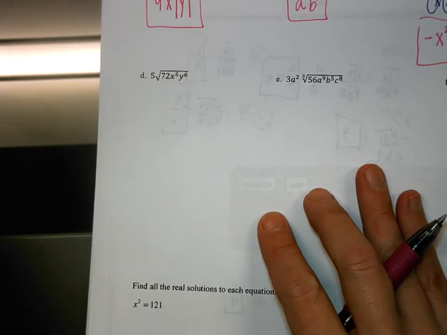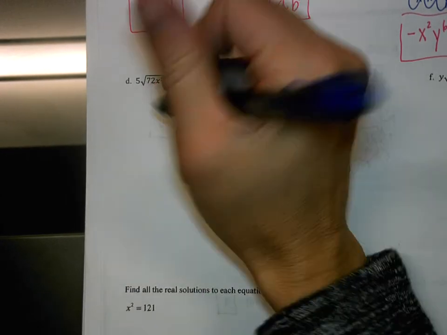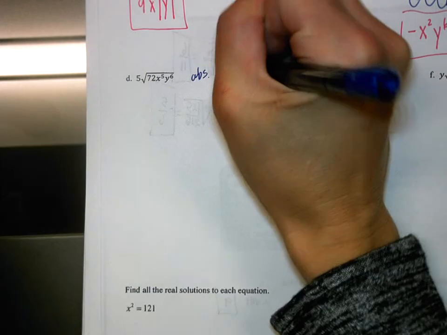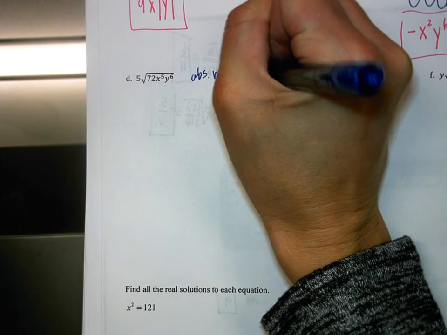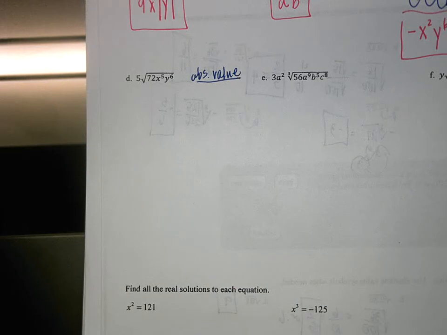Okay, so D, what do you notice about D? There's a number in front. Okay, what else? It's an even root. And so anytime it's an even root, I like to make a little note to myself saying, okay, I might need absolute values, okay? So otherwise we forget, but you need them in order to have the correct answer, okay?